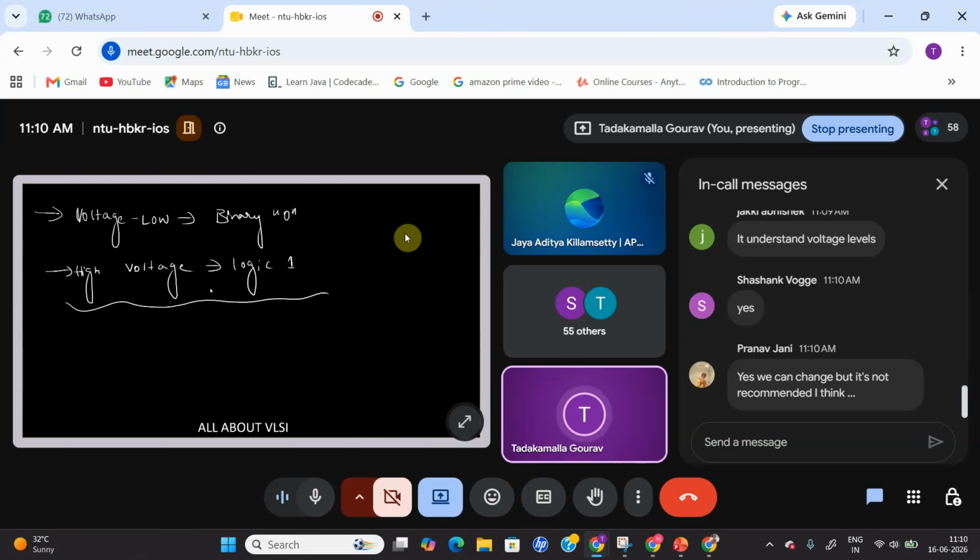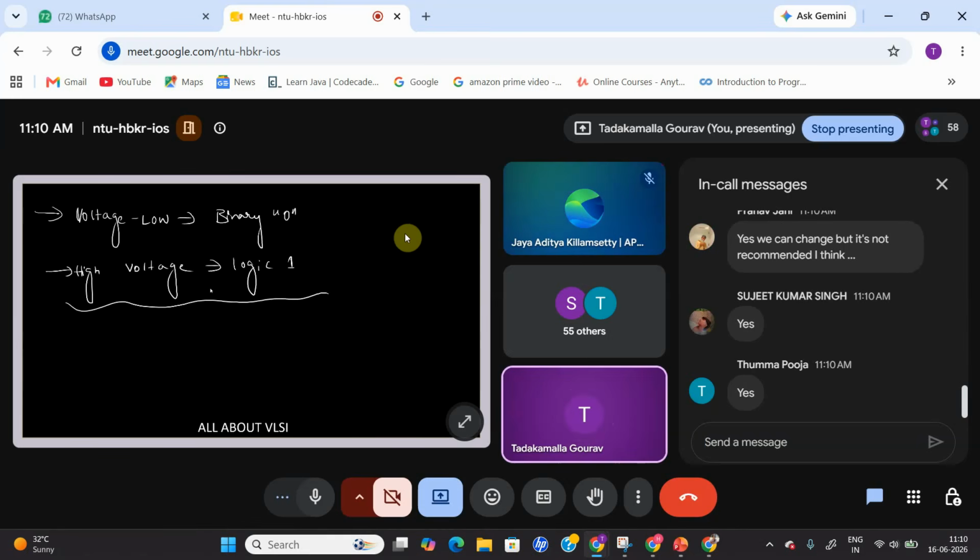Okay, let me repeat my question again. For low voltage, if I'm going to use logic 1 and for my high voltage, if I'm going to use logic 0, is it correct or is it wrong? Or is there any rule that we should not flip them or follow the vice versa option? Okay, I'm getting a few responses in the chat box. Great.